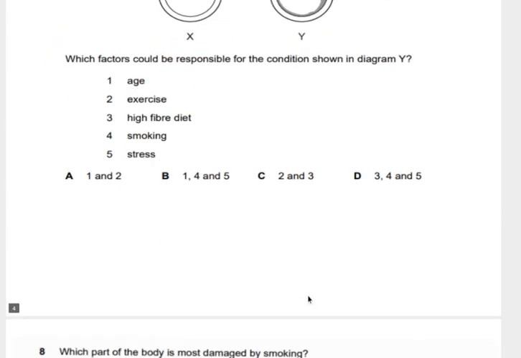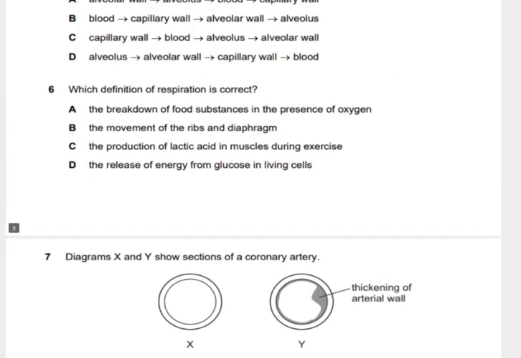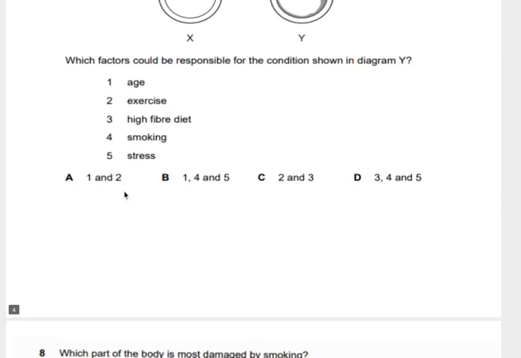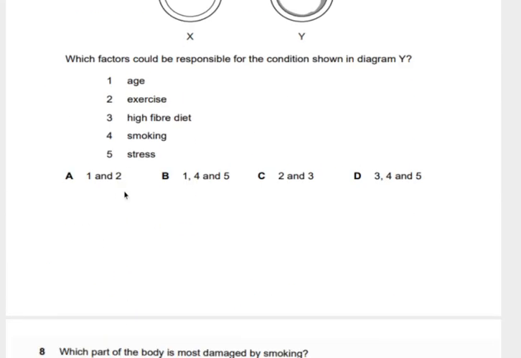And let's see question 7. For question 7, it is saying diagrams X and Y show sections of a coronary artery. So we have X and Y. As you can see, we have a part which is thickening of the arterial wall, and then this one appears to be a normal artery. So let's see what the question is asking us to do.